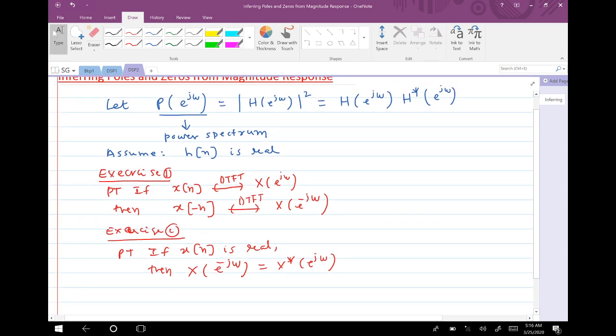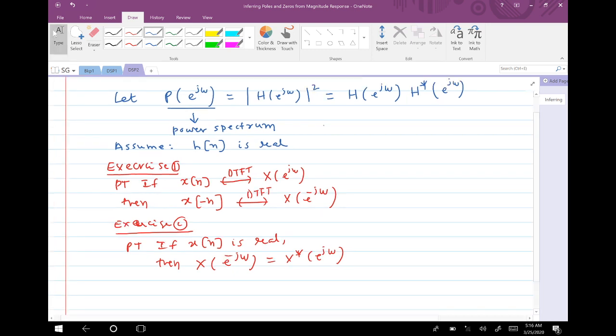Let's come back here, where we would be using these results in our analysis. How can I write this out if I make use of these results? This is H of e power j omega. You could see here H conjugate of e power j omega, from the second exercise, is equivalent to H of e power minus j omega. Then from the first exercise, its inverse DTFT is nothing but h of minus n.